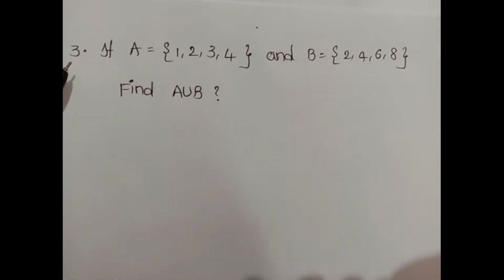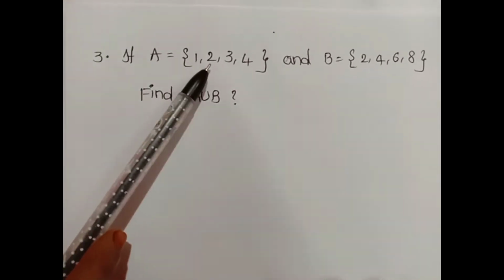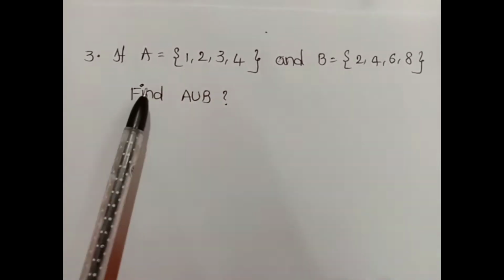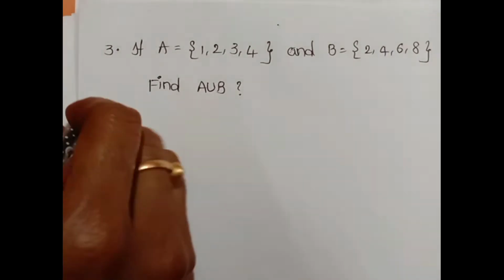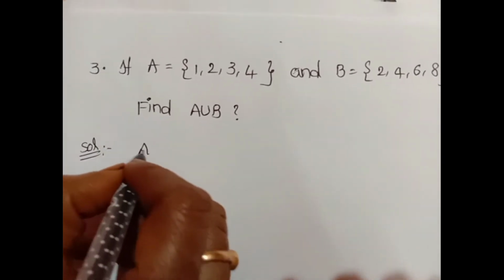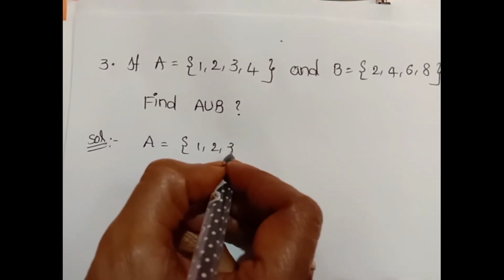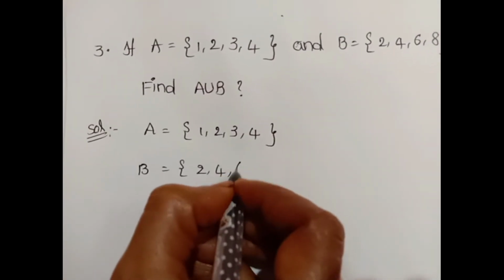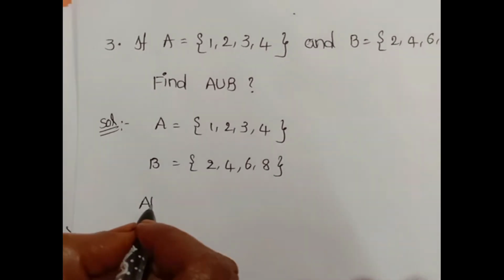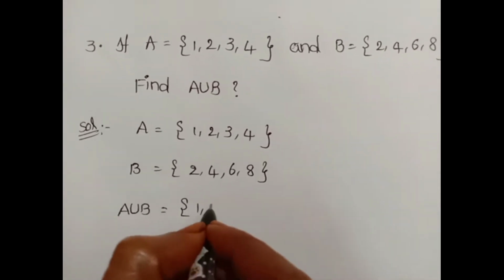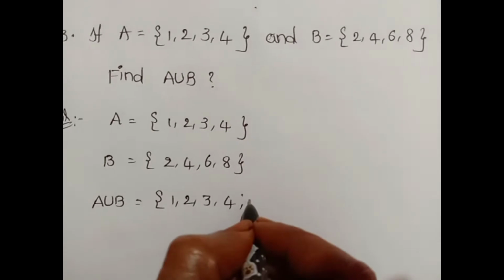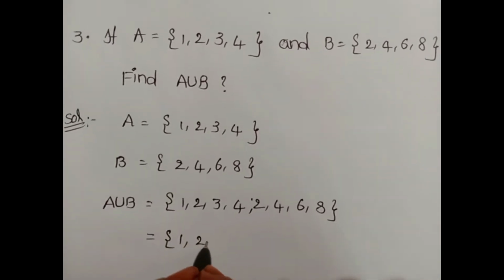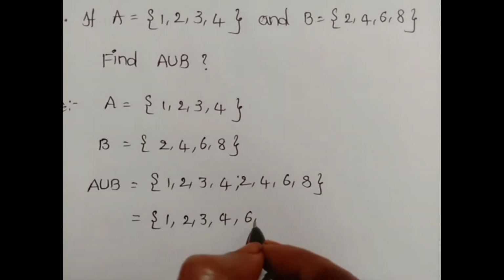Third example of union of sets. If A = {1, 2, 3, 4} and B = {2, 4, 6, 8}, find A union B. A union B = {1, 2, 3, 4, 2, 4, 6, 8}, that is equal to {1, 2, 3, 4, 6, 8}.